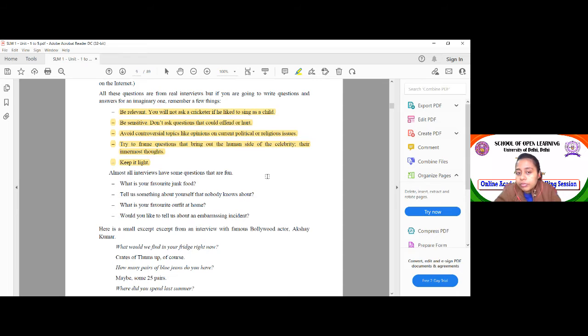Be sensitive. Do not ask questions that could offend or hurt anyone. So obviously you're supposed to be sensitive, you're supposed to be kind, you're not supposed to be over intrusive. You're not supposed to force people into answering some awkward questions.